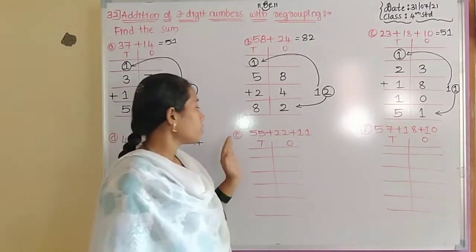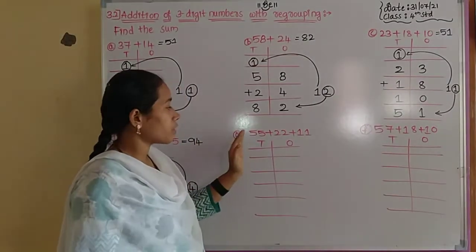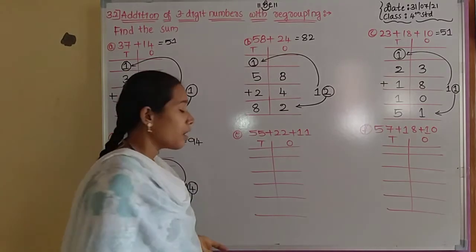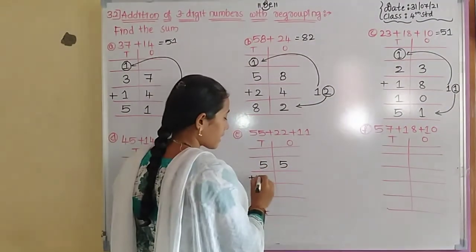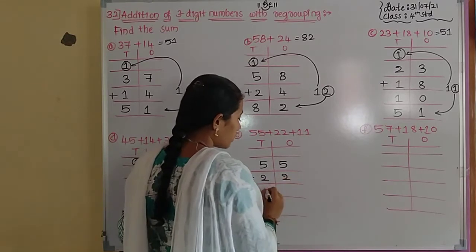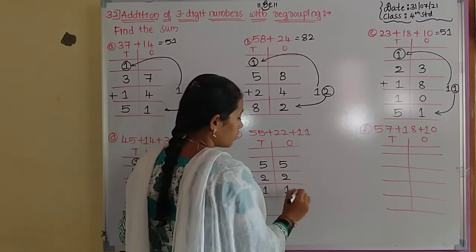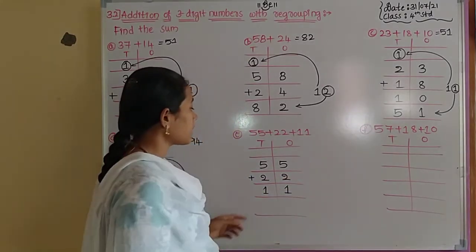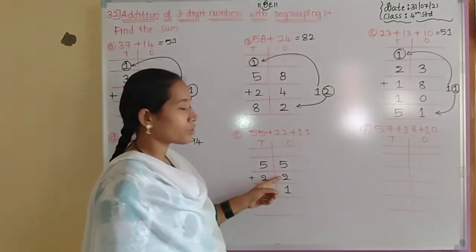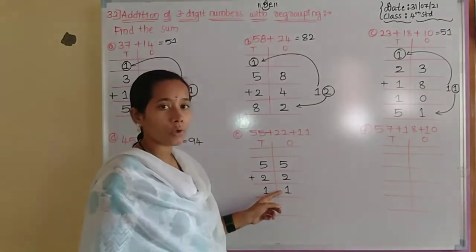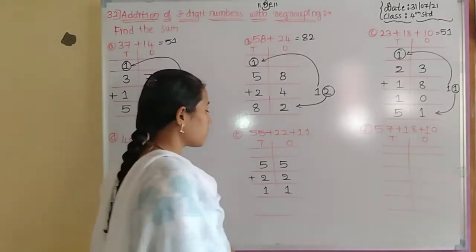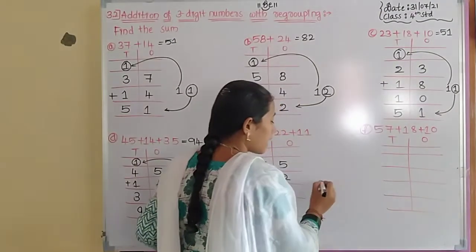Like that only we have to solve this one. First write this 55. Second write plus sign, second write 22. Third write 11. Okay. So right here 5 plus 2 is equal to, very good, 7. 7 plus 1 is equal to 8.